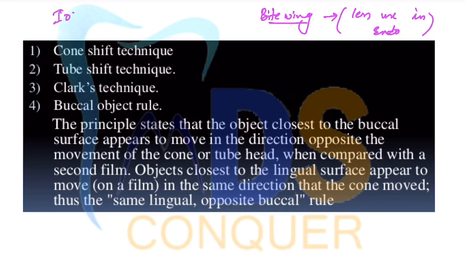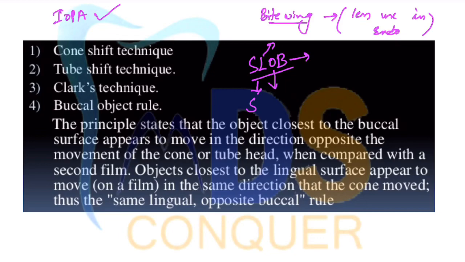IOPA is more useful. The technique here is the slope technique, or SLOB rule: same side lingual, opposite side buccal. That's what the slope rule says. You're very familiar with this, and we are going to discuss it in much more detail when we talk about oral radiology.